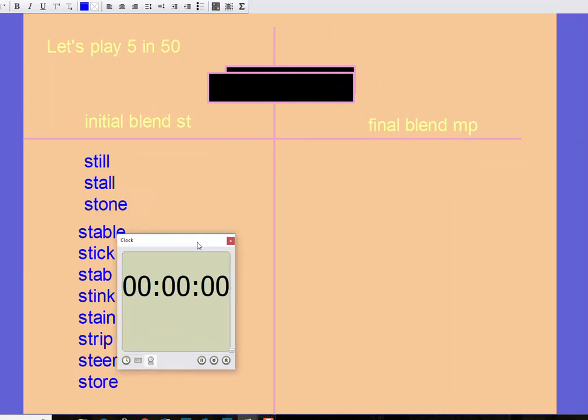Okay, a little bit more tricky than the initial blend, I would say. So damp, that's one. Stamp. Once you've got it, you can go in with your rhyming. Tramp, lamp. Oh dear me, my typing is not good today. Lamp. We could have cramp.